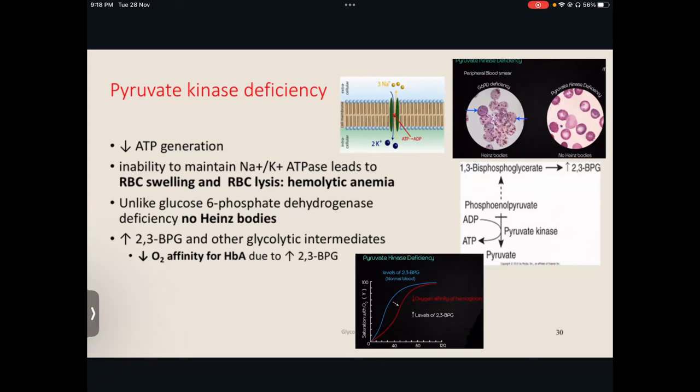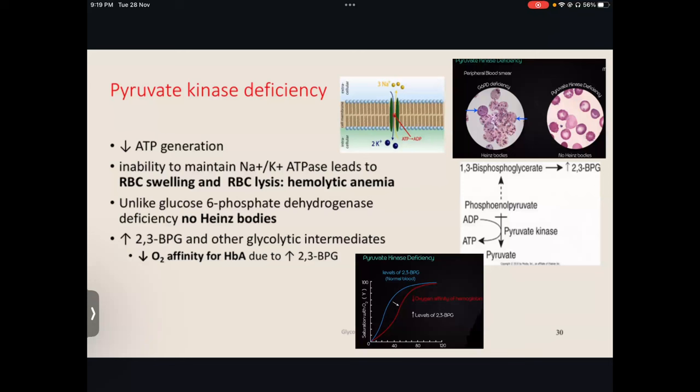Now, can anyone answer me this question? Why is this mostly impacting red blood cells? Okay, so the reason why it's mostly impacting red blood cells is because red blood cells rely on the process of glycolysis to produce energy. And so if there's anything wrong with the process of glycolysis, you're going to impact red blood cells mostly, because most cells have other ways of making ATP and there are other ways to maintain their channels. So this is why you have RBC swelling and hemolytic anemia.